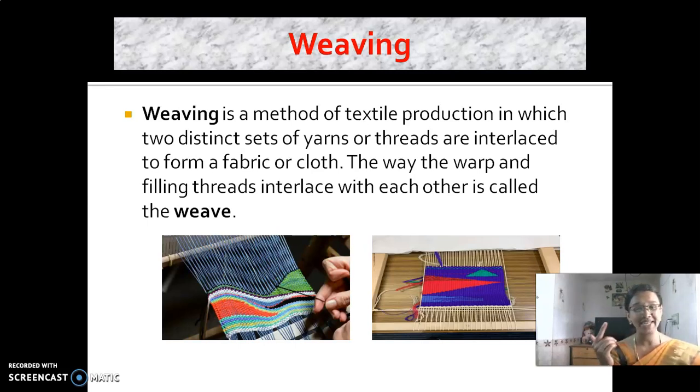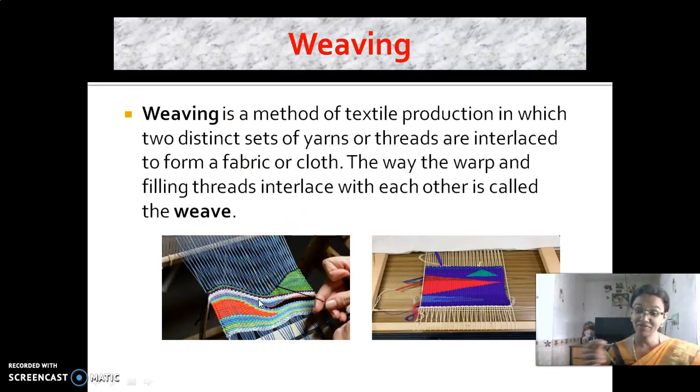We can also call them threads, interlaced. Interlaced means they are combined to form a fabric or cloth. The way the warp and filling threads interlace each other is called the weave. So the way that they weave is called the weave, and this process is called weaving. Look at these two pictures, children.